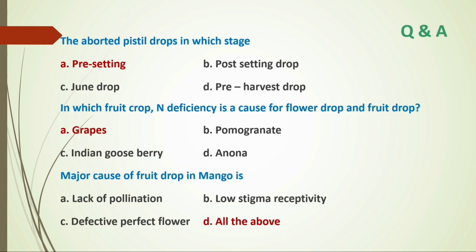The aborted pistil drops in which stage? The correct answer is option A, pre-setting. In which fruit drop, nitrogen deficiency is a cause for flower drop or fruit drop? The correct answer is option A, grapes. Major cause of fruit drop in mango is D, all the above.